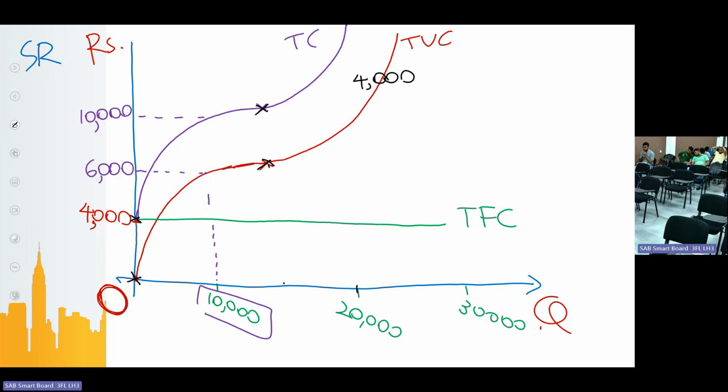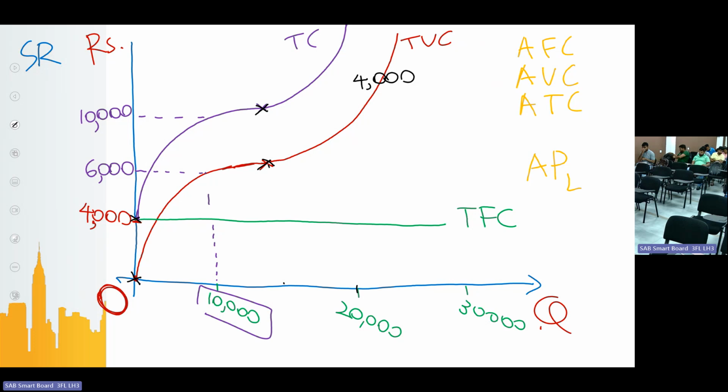Okay. Now we will derive average fixed cost, average variable cost, and average total cost based on these curves. We did a similar thing in production theory also. Can you remember? We calculated average product of labor in short-term production theory.